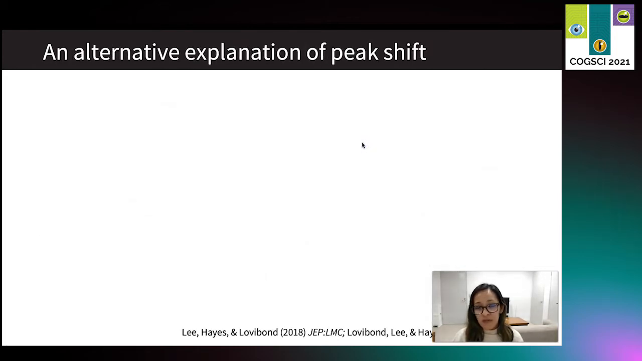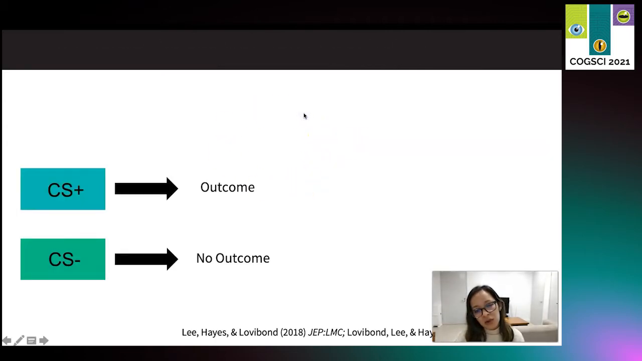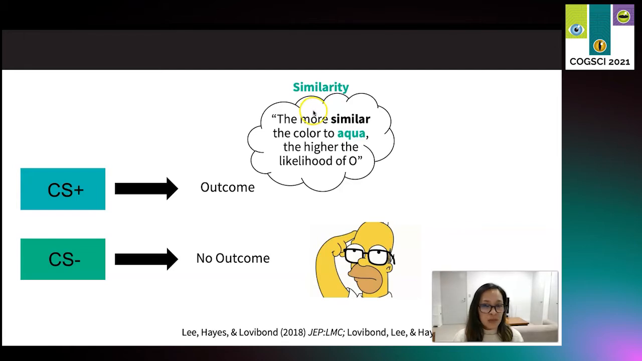Recently, we've published an alternative explanation of peak shift based on the idea of individual differences in the rules that participants derive. The account goes like this. We assume that during differential training, there are two different things that participants might learn. One group of participants might learn something like this: the more similar the color to aqua, or some stimulus feature of the CS+, the higher the likelihood of the outcome. We can call this a similarity generalization rule or a similarity strategy, whatever you want to call it.